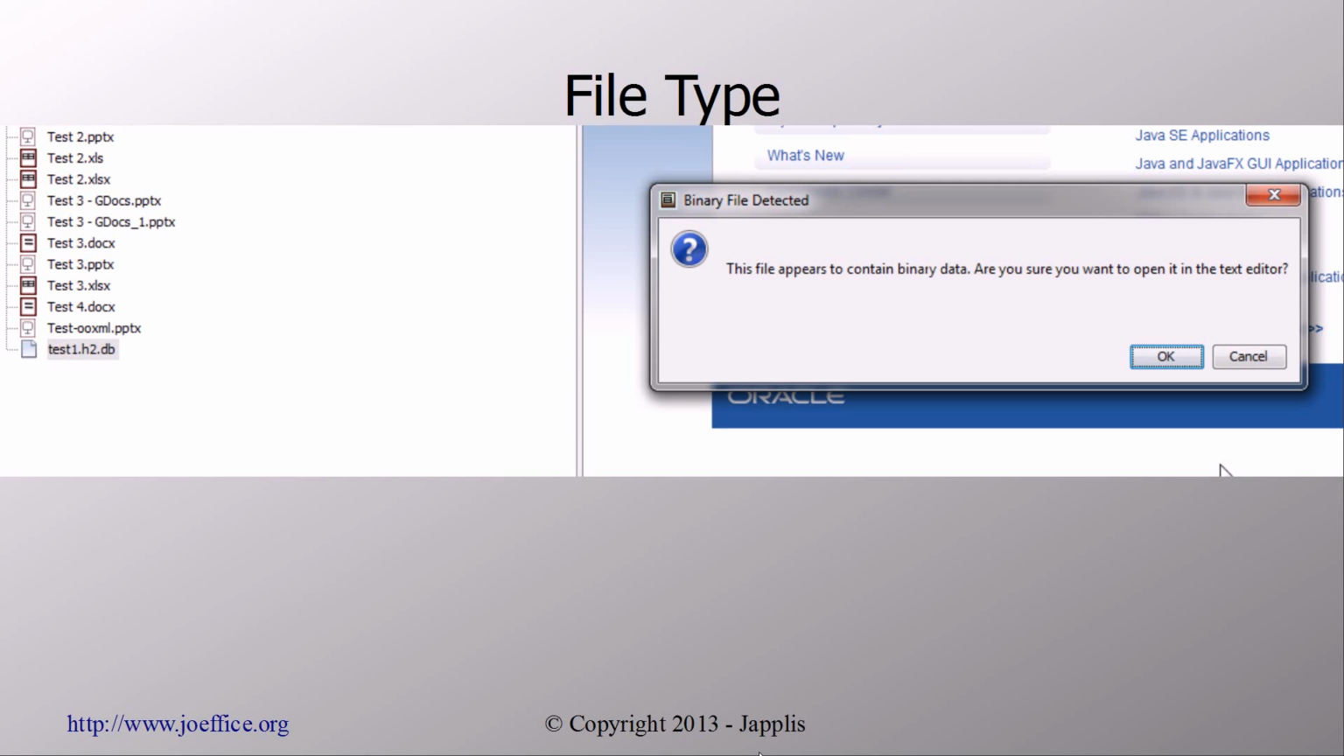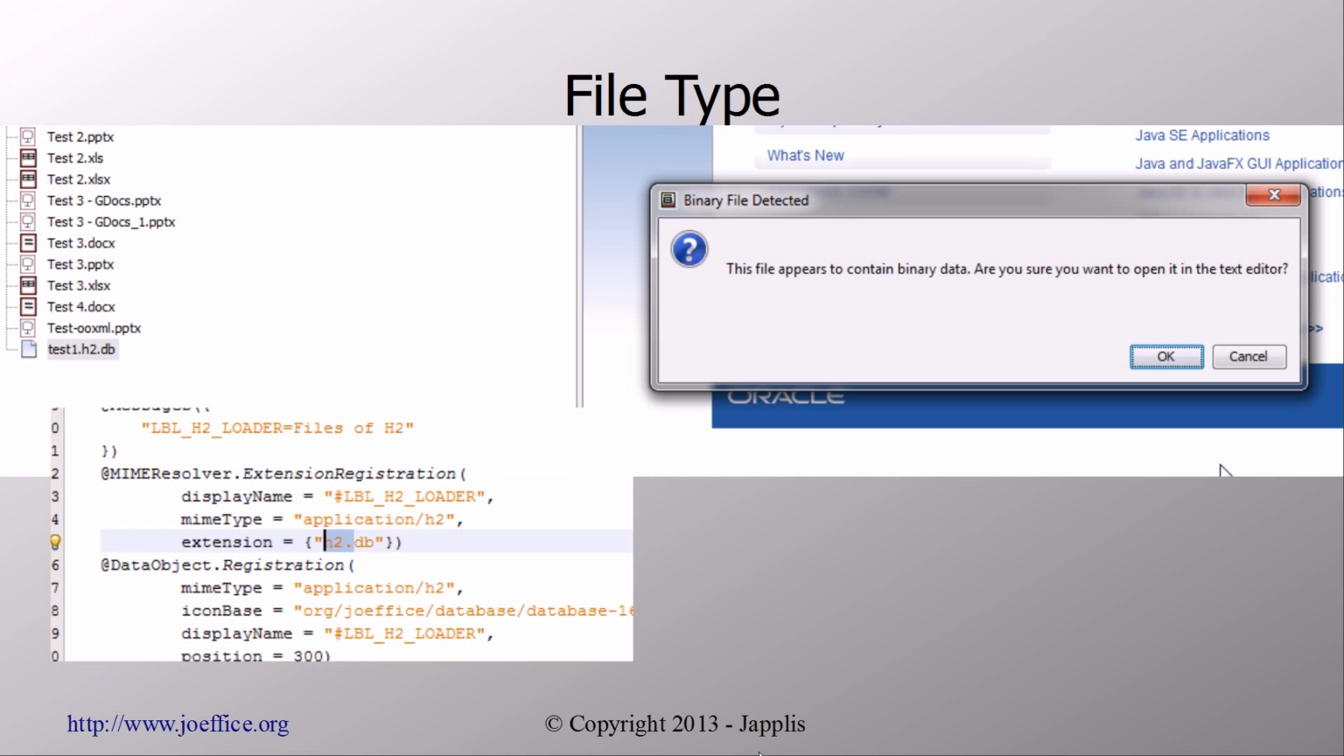So we're gonna do something different. Now I've tried to create a new file type. This new file type has .h2.db for extension. One of the problems is if I try to open it, I've got this specific error. It says that it tries to open it in the text editor, instead of using my top component. So what is wrong with it?